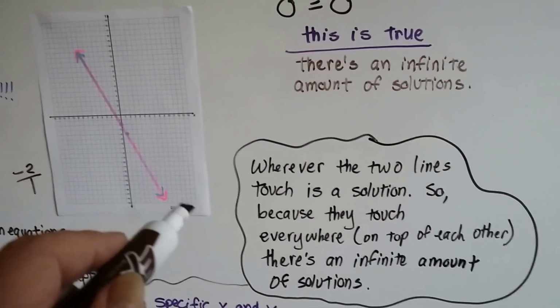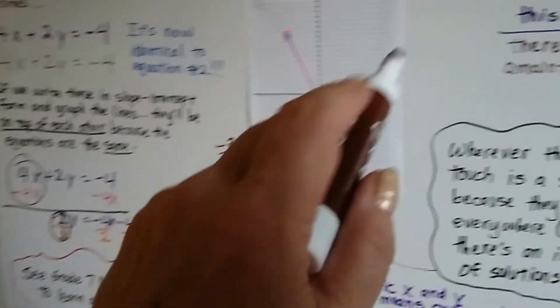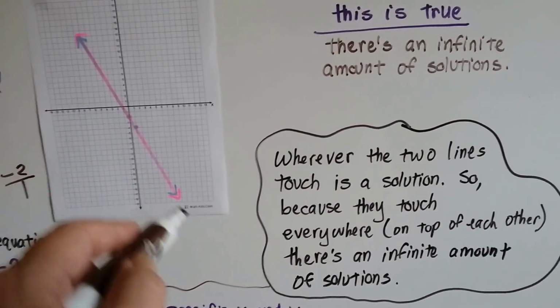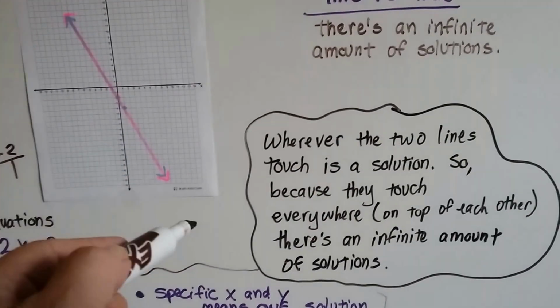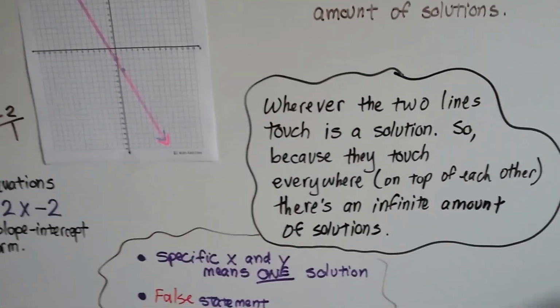So the way this works is wherever the two lines touch is a solution. That's why when they cross each other, that's the ordered pair. That's the solution. But when they're laying on top of each other, wherever they touch is the solution, they're touching everywhere. They're on top of each other. So there's an infinite number of solutions.